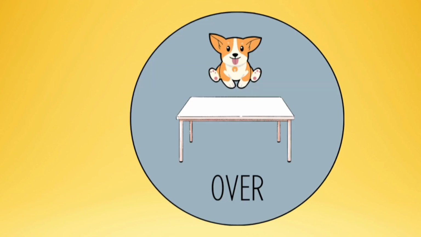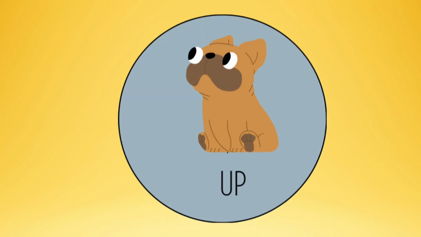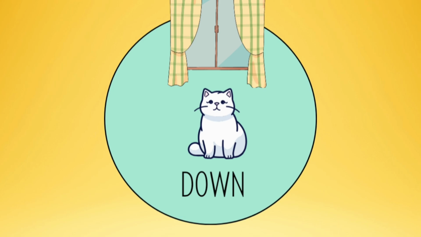Over, the cat is jumping over the table. Opposite, the cat and the dog are sitting opposite of each other. Up, the dog is looking up. Down, the cat is sitting down the window.